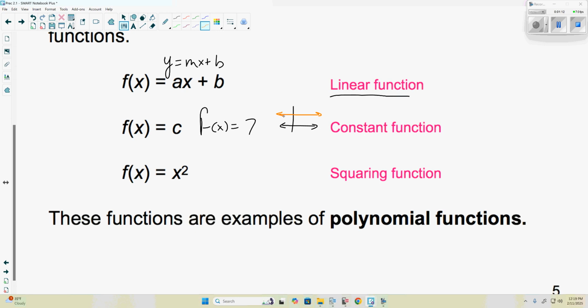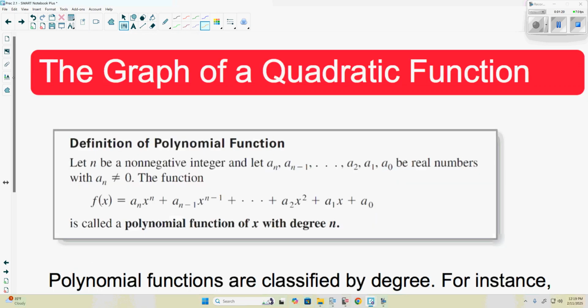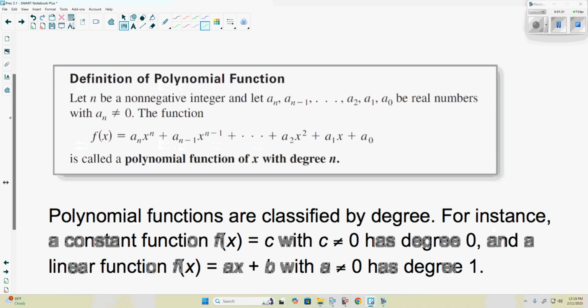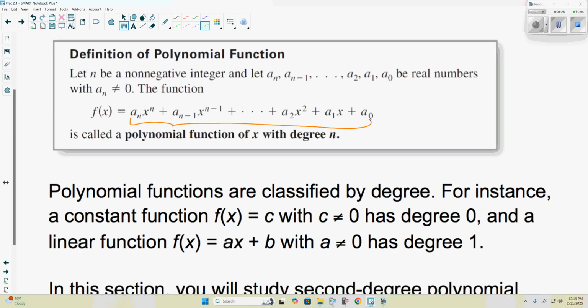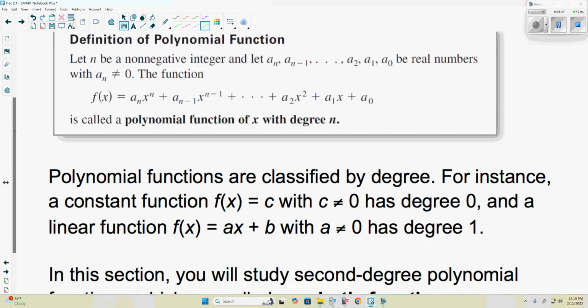And our squaring function, these are our quadratics, our U-shaped graphs. These functions are all polynomial functions. In general, the definition of a polynomial function is given by this here, for any polynomial function of nth degree. Each a, a sub n, a sub 2, a sub 1, a sub 0, is just a number that could be positive or negative, and they could be the same number. And we have x to a given power that is reducing down to 1 and then 0.